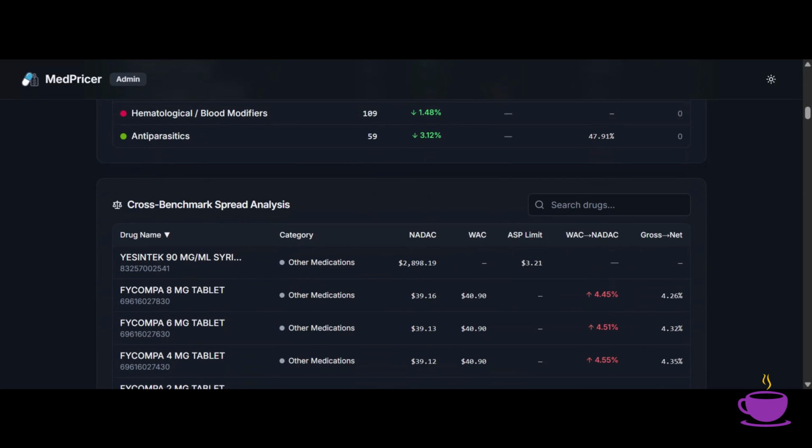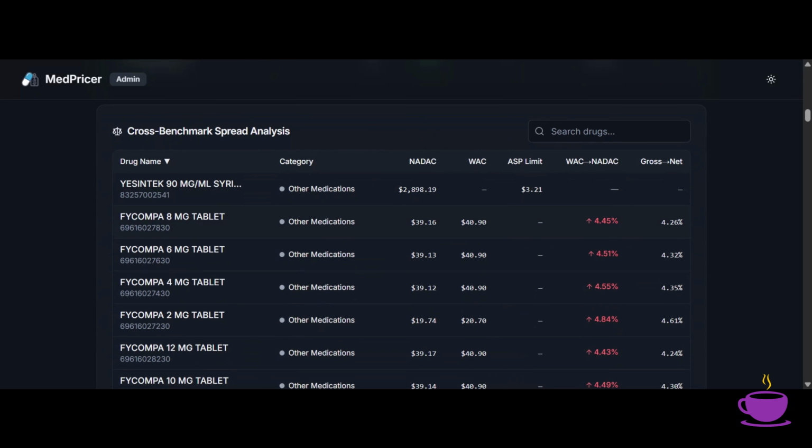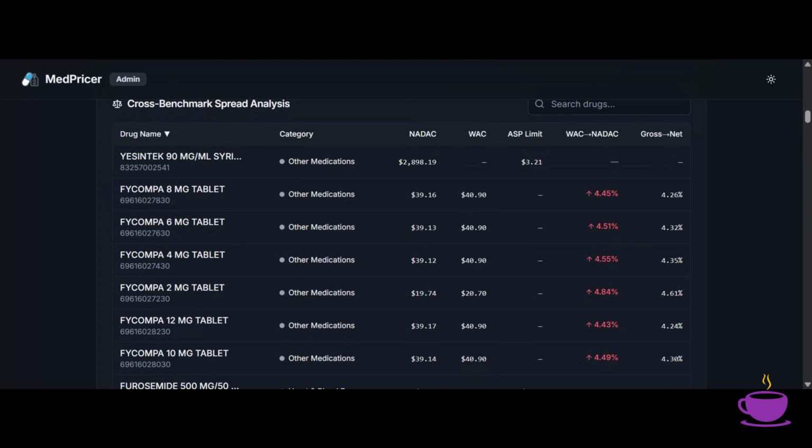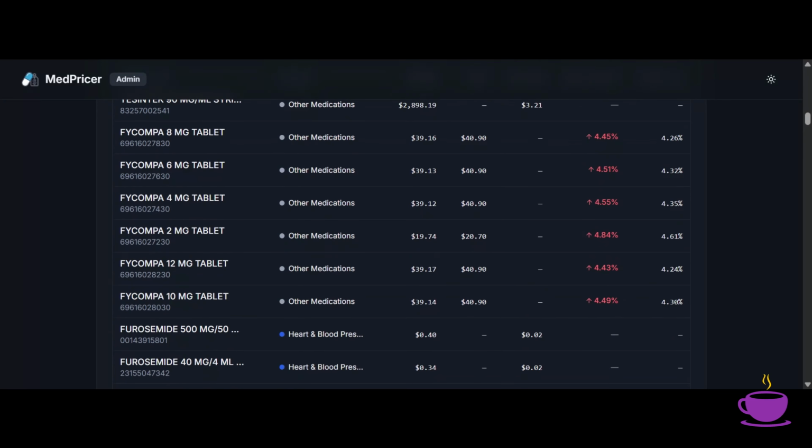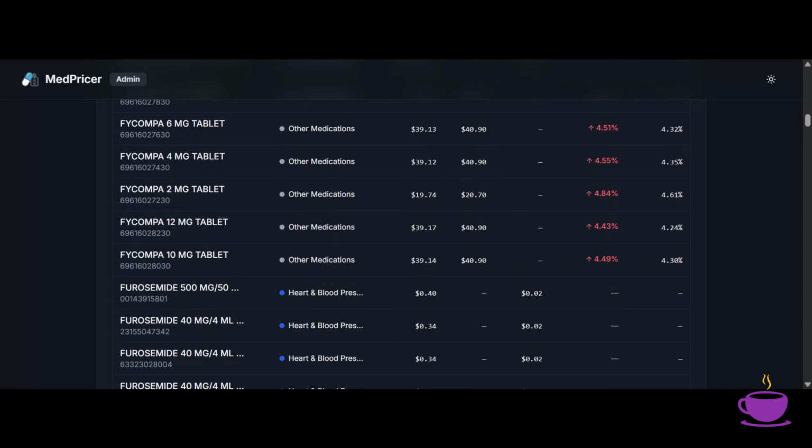Below here, we have the cross spread analysis where we have NADAC, WAC, ASP, WAC to NADAC spread, and gross to net spread. This is critically important because it tells you the spread analyses across the different drug databases, and it tells you the change in those spreads. So you can analyze certain pressures, be it PBM, rebates, what have you, that could be inducing price data set disparities.